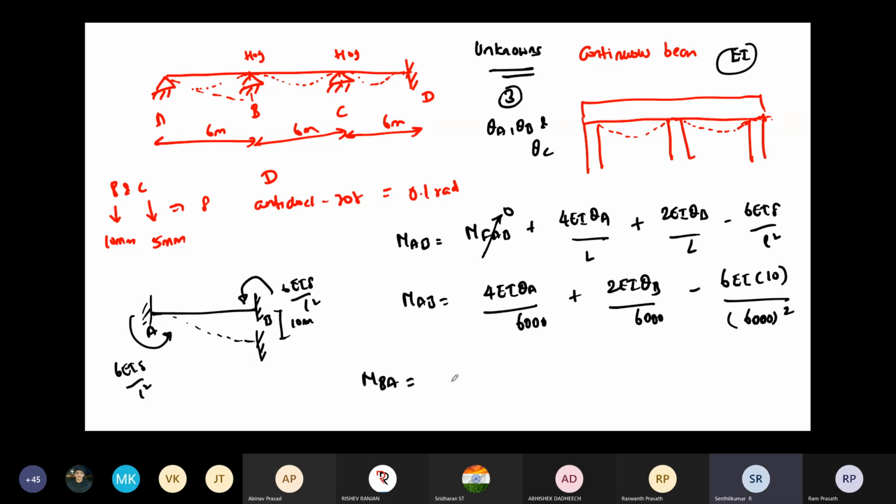MFBA is 0, no loading, right? Then 4EI theta B by L, L is 6000 again, plus 2EI theta A by L. Theta A is unknown, 6000, right? For MBA.